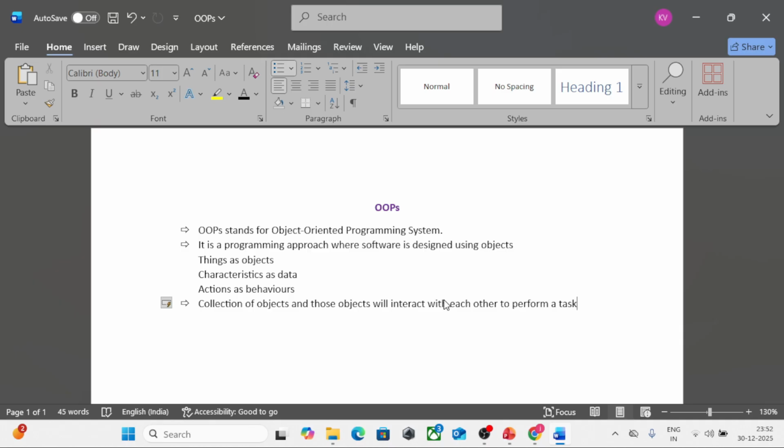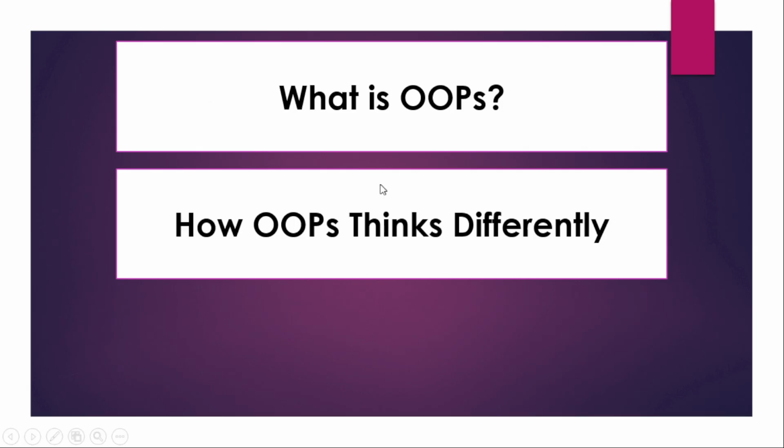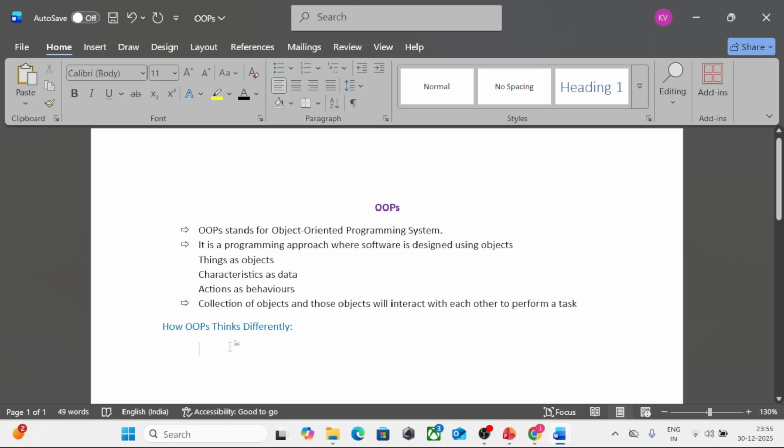This is a small introduction about OOPS. Hope you guys got clarity on what is OOPS. Next, we have to understand how OOPS thinks differently. Traditional programming languages like C are focused more on what steps the program should execute. But OOPS focuses on which objects exist in the system and how they interact. Generally we see only the steps, but in the object oriented approach, we see which objects are present in the system and how the objects are going to interact. Let me add it here.